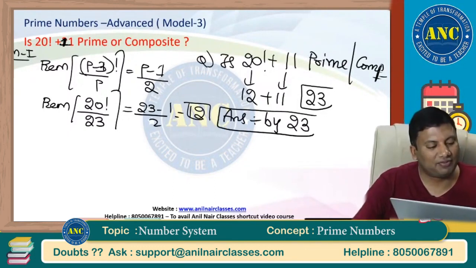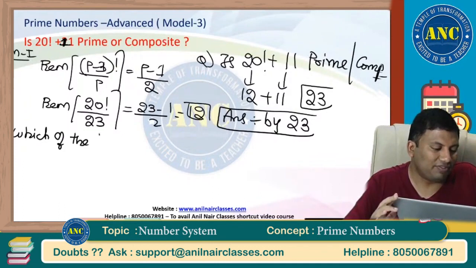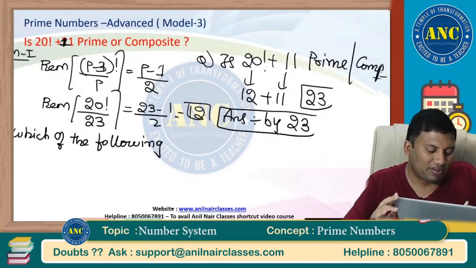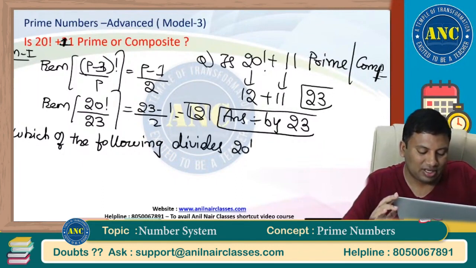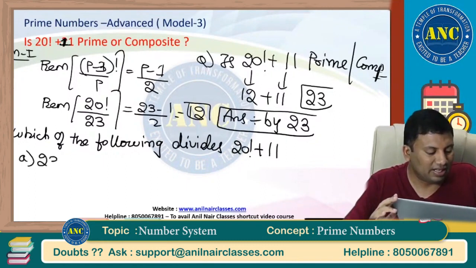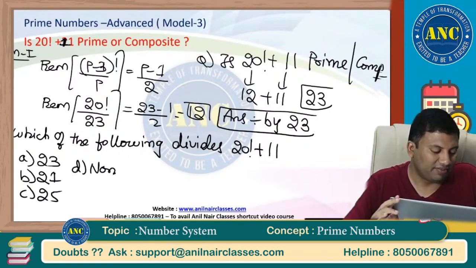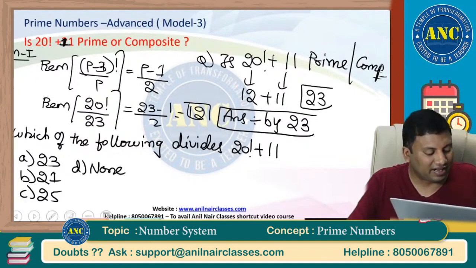The best way of asking this question is like this: which of the following divides 20 factorial plus 1? This is the best way of asking the question. The options are 23, 21, 25, none of these. With 21 also, if you want, I will discuss.